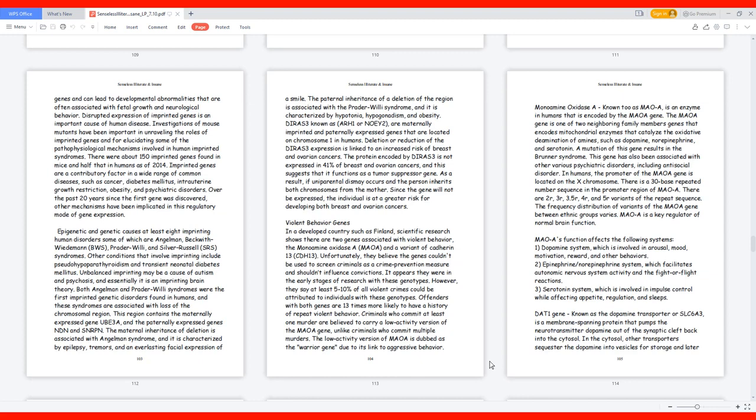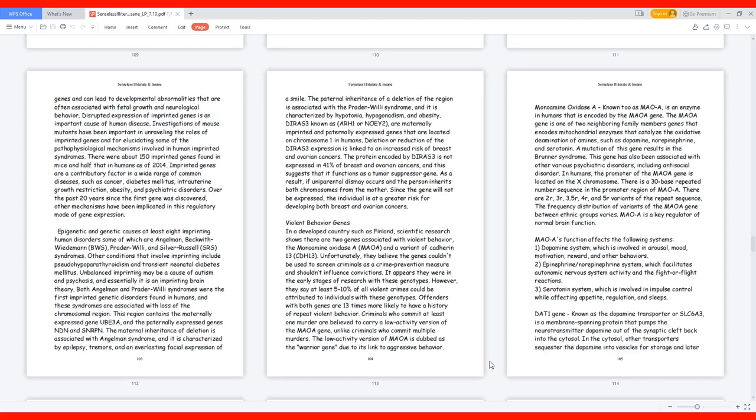Both Angelman and Prader-Willi syndromes were the first imprinted genetic disorders found in humans, and these syndromes are associated with loss of a chromosomal region. This region contains the maternally expressed gene UBE3A, and the paternally expressed genes NDN and SNRPN. The maternal inheritance of a deletion is associated with Angelman syndrome, and it is characterized by epilepsy, tremors, and an everlasting facial expression of a smile. The paternal inheritance of a deletion of the region is associated with Prader-Willi syndrome, and it is characterized by hypotonia, hypogonadism, and obesity.